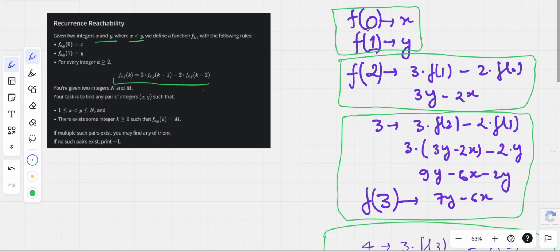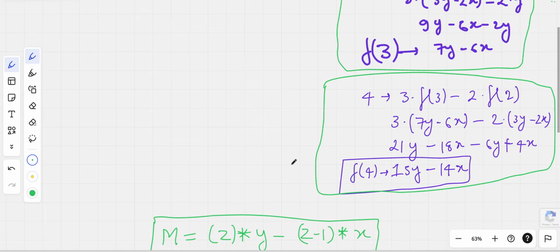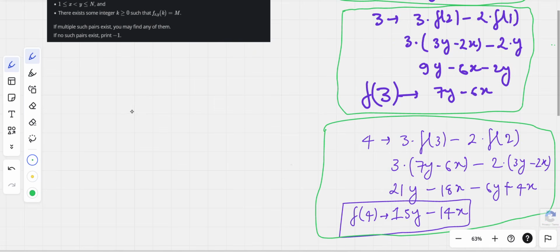So if we do f of 0 is equal to x, f of 1 is equal to y, then f of 2 will become 3 times f of 1 minus 2 times f of 0. Then you can see that the relation is f of 2 is equal to 3 times y minus 2x. Similarly, if we put 3 times f of 2, then f of 3 is equal to 7y minus 6x. So if you go further, then f of 4 will become 15y minus 14x.